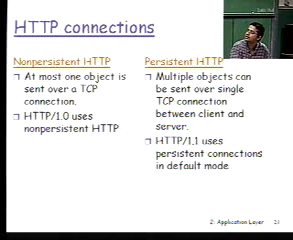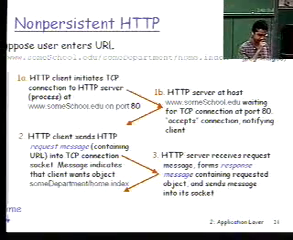So in 1.1, persistent HTTP was introduced. In persistent HTTP, multiple objects can be sent over a single TCP connection. So if you have 10 objects that need to be transferred for a web page, you don't need to create 10 different connections. There's a single TCP socket over which you'll transfer everything. And even in persistent HTTP, there are variations. We'll look at that.